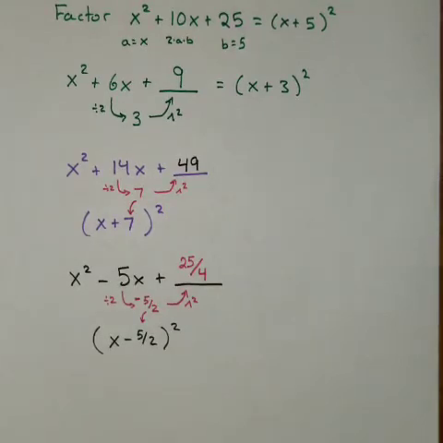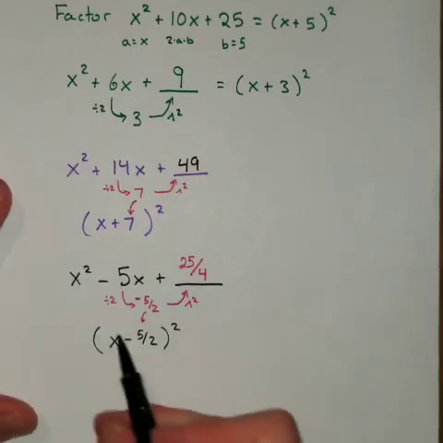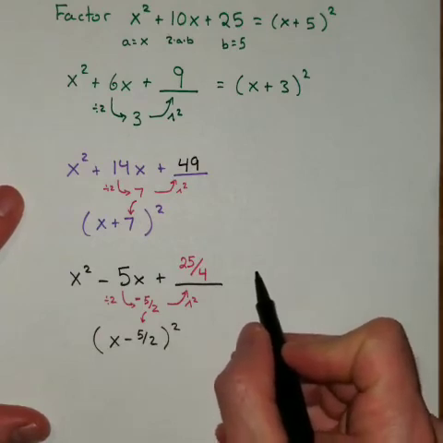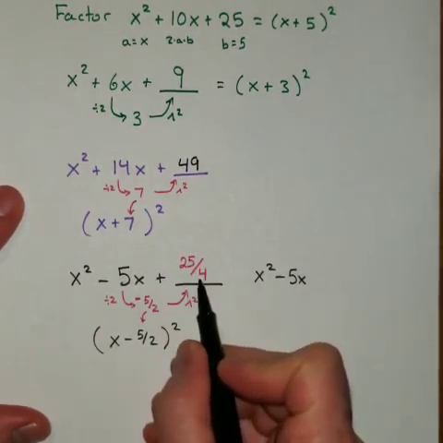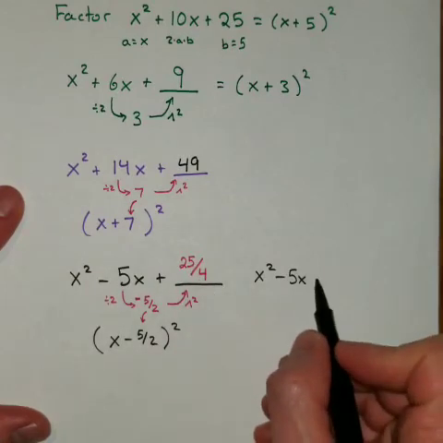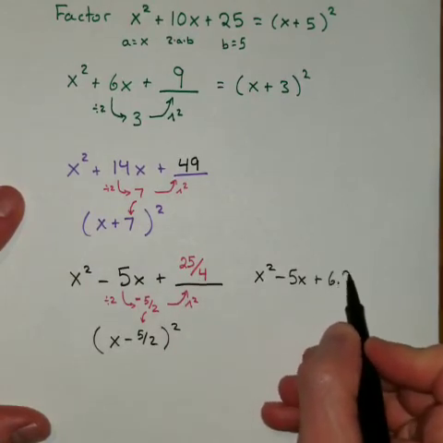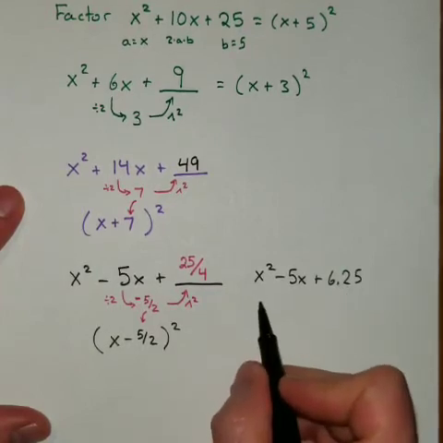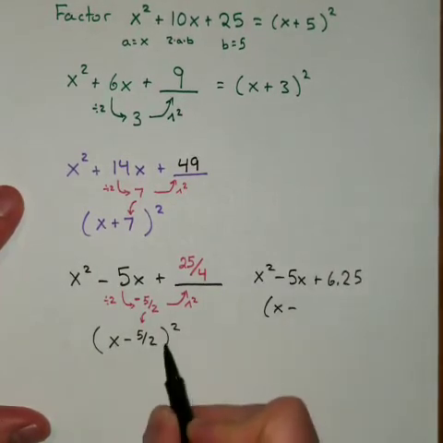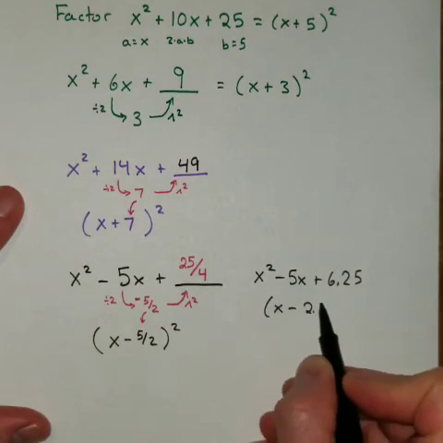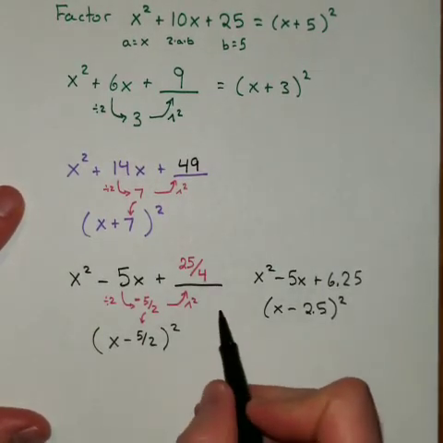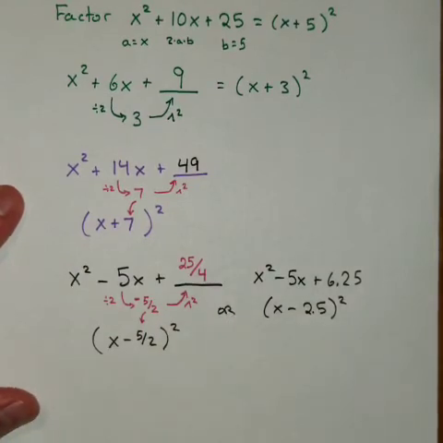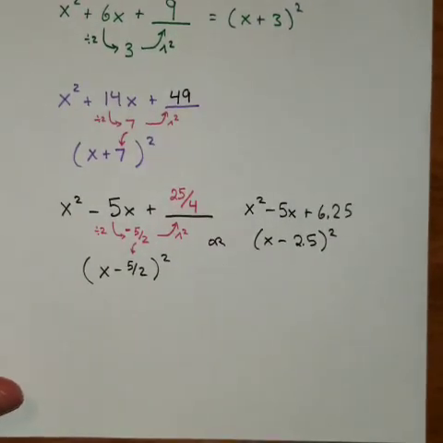It's kind of interesting. Now, if you wanted to use decimals, you could. This would actually, in decimal form, look like x squared minus 5x plus 6.25, because 25/4 is really 6 1/4. And it would factor into x minus, now 5/2 is 2.5, squared. So that would be an alternate form. Okay. I'll try one more example here.